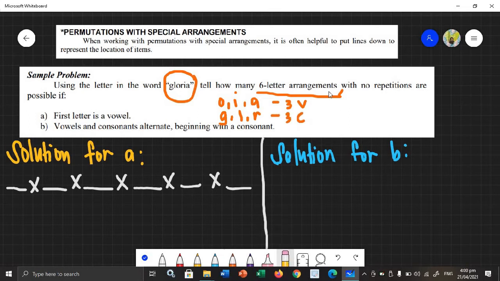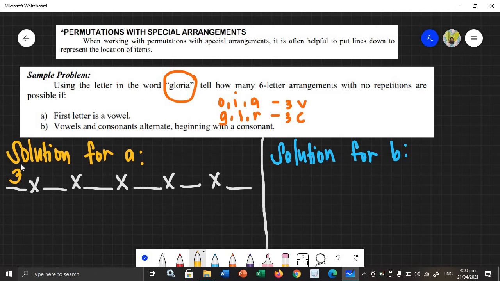Okay? And then, according sa condition letter A, ang first letter daw niya ay vowel. So, ilan yung vowel natin sa word na Gloria? 3. So, you're going to put 3 at the first blank here. Kasi yung unang letter sa word na bubuin should be a vowel, and we have 3 vowels, therefore, put 3 on the first blank. Okay?